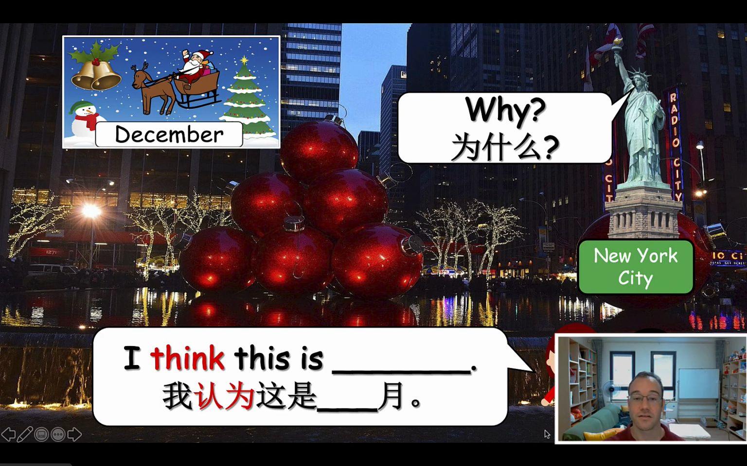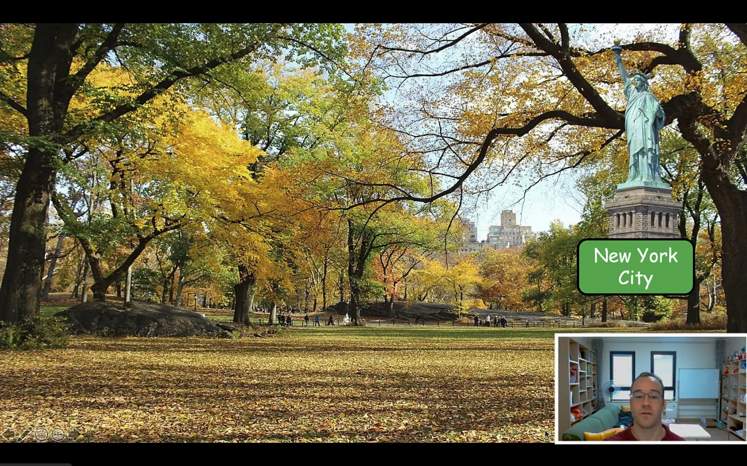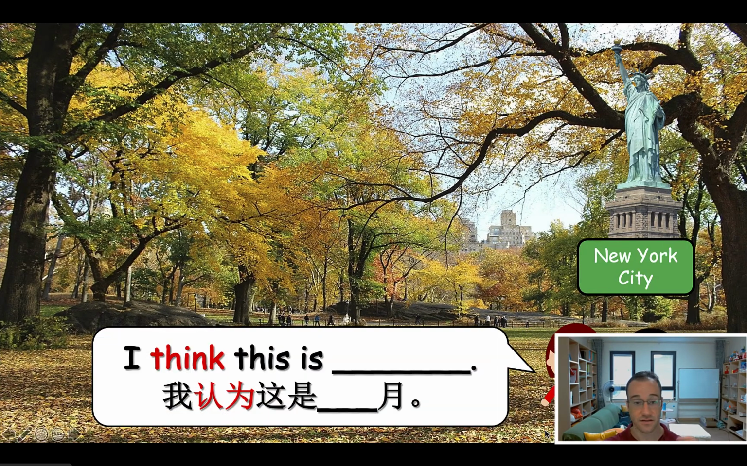Oh, because these go on the Christmas tree, right? Okay, so they get points if they're right, okay? And you keep going for the next one. So I think this is what month, okay? They might realize that the leaves are changing. They might realize it's fall, okay?